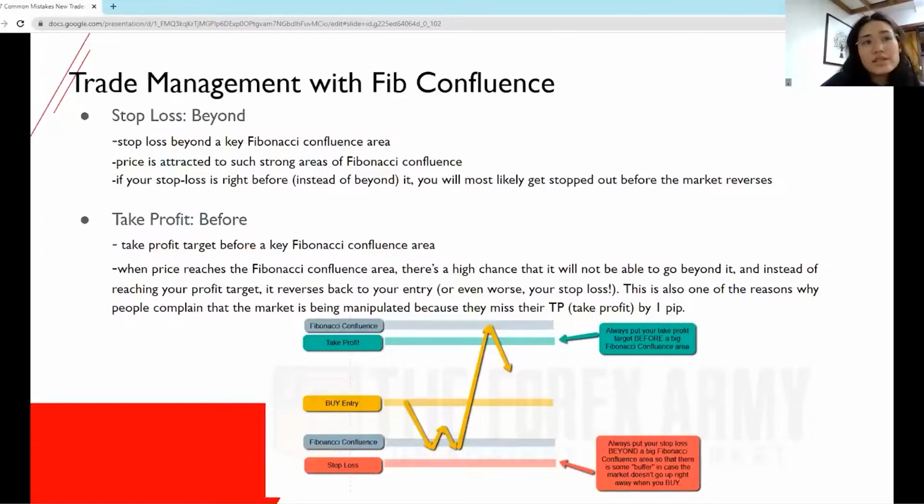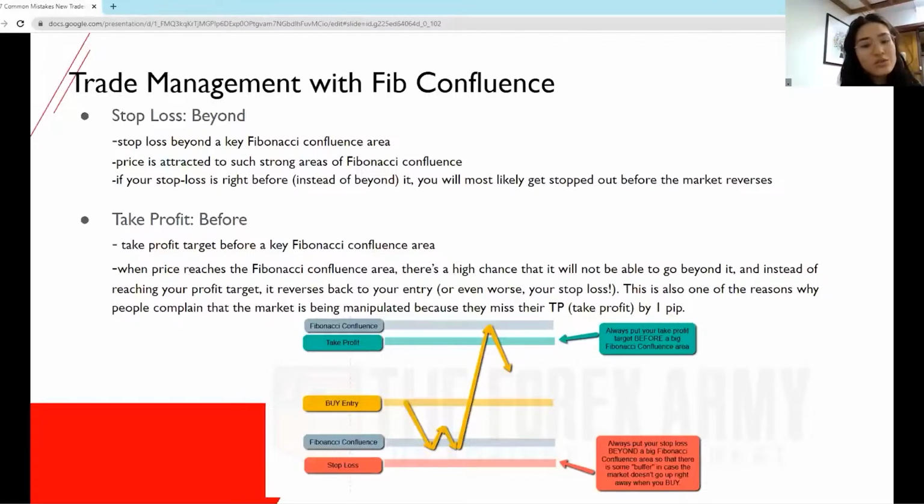So now let's take a look at take profit. Take profit target before a key Fibonacci confluence area. It means that you should always put your take profit target before a key area. The reason for this is because when price reaches the Fibonacci or support and resistance area, there's a high chance that it will not be able to go beyond it, and instead of reaching your profit target, it reverses back to your entry or even your stop loss.